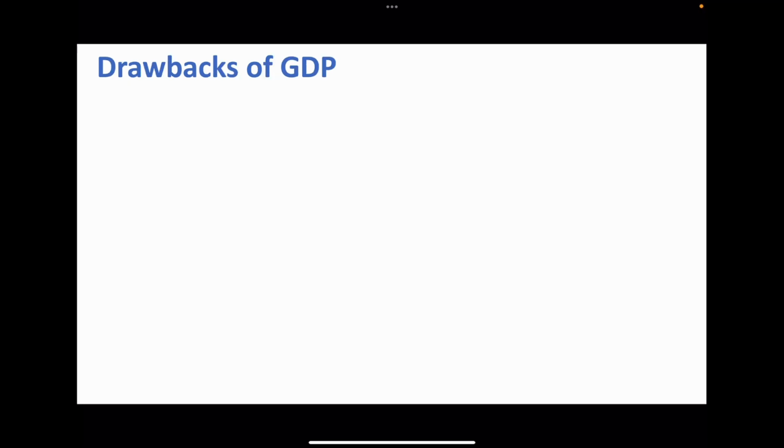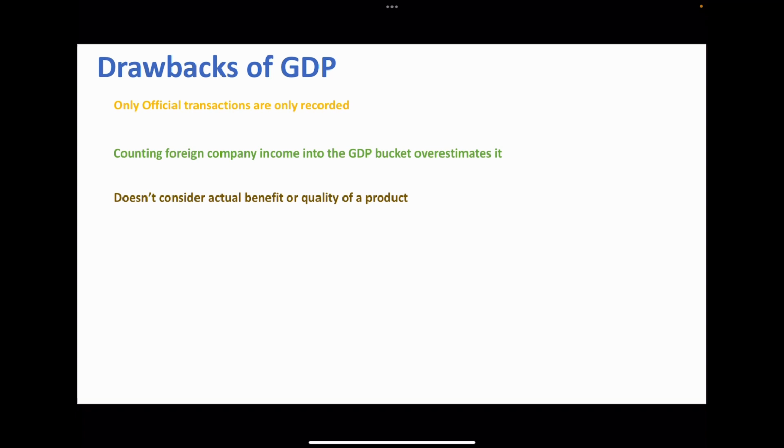Finally, what are the drawbacks of GDP? Economists argue that GDP does not reflect the real well-being of a country. That is because only official transactions are recorded; black money is out of the calculation. Counting foreign company incomes in GDP calculations hikes up the GDP, something that we have discussed earlier. GDP doesn't consider the actual benefit or quality of an end product, so whether the product has actually been useful in terms of its contribution to society is something that is not reflected.